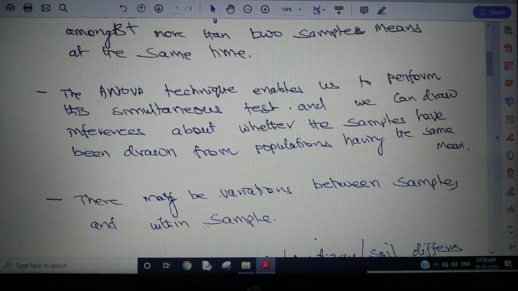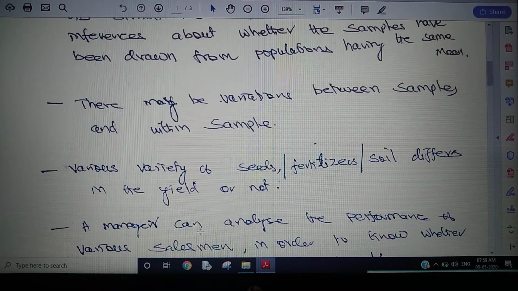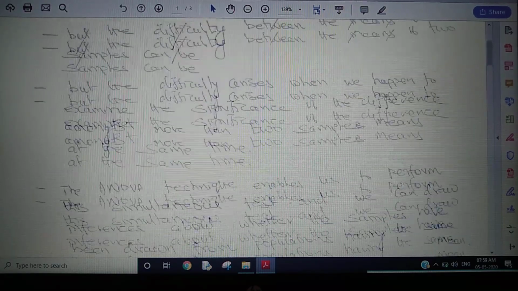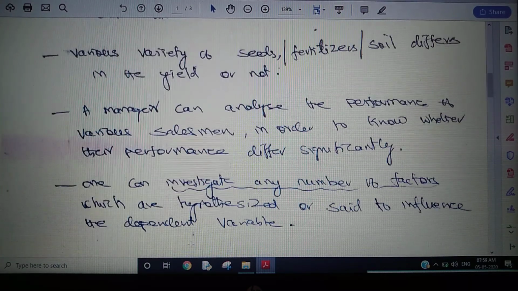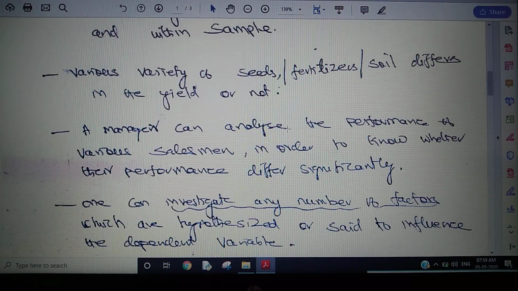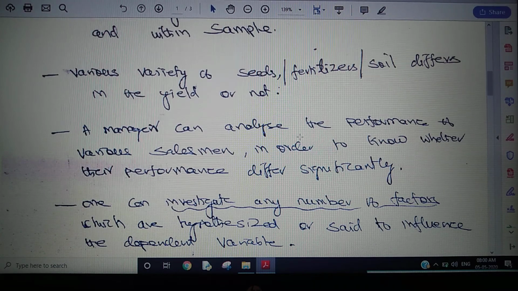There may be a variation between samples and within the sample. Do the various varieties of seeds, fertilizers and soils differ in the yield or not? What I mean is, in one particular land different types of seeds are cultivated, or different types of fertilizers are used. Is there any difference in the yield because of the change in seed or fertilizer, or the same seed in a different soil? So across 3 different types of samples we are testing the mean.